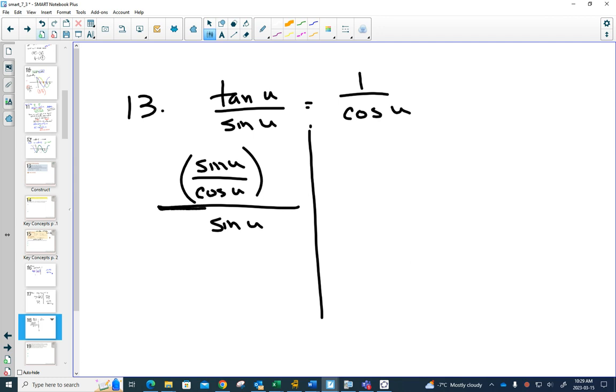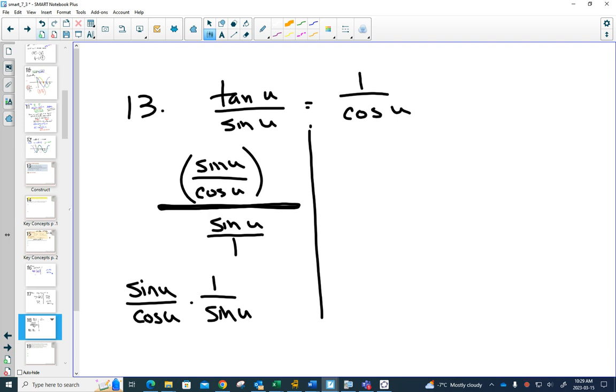Here's my main dividing line. I'm going to make it thicker. How do you divide fractions? Because the bottom is a fraction as well, we can make it over 1. How do you divide fractions? You need to multiply by the reciprocal. So I rewrite this as sine u over cos u multiplied by the reciprocal, 1 over sine u.